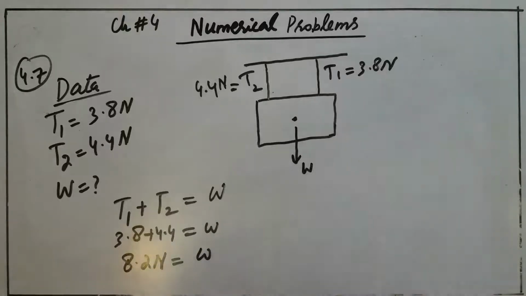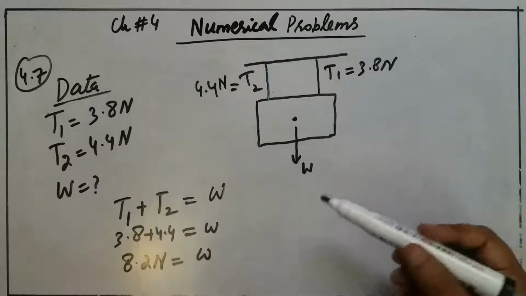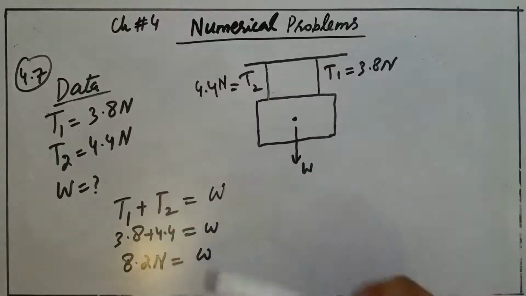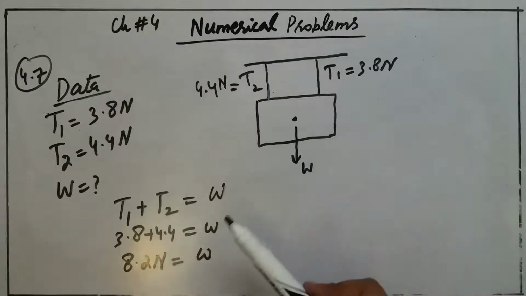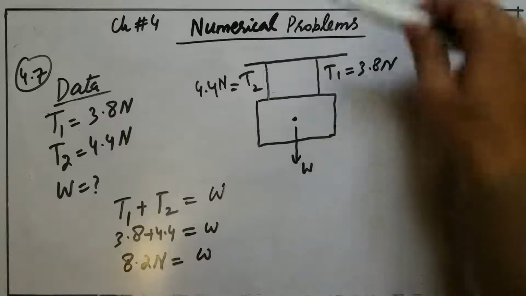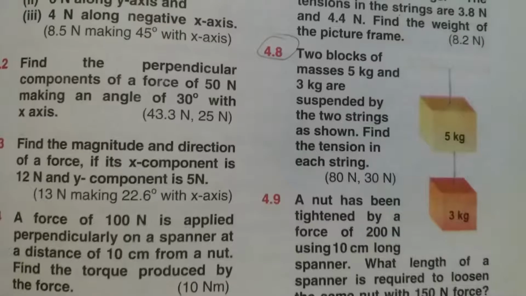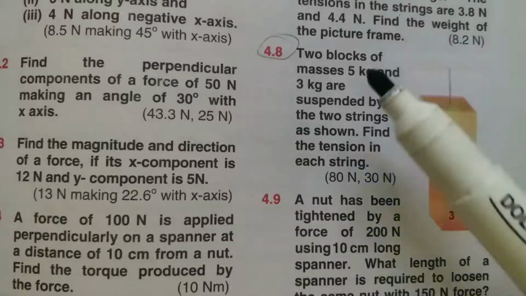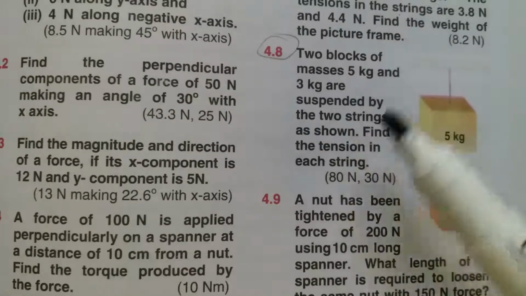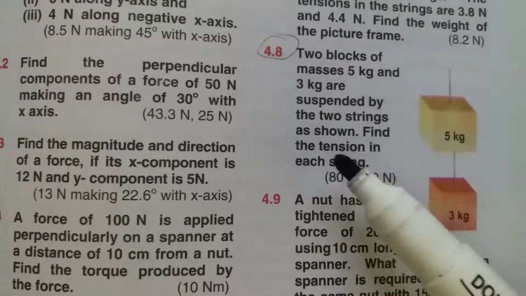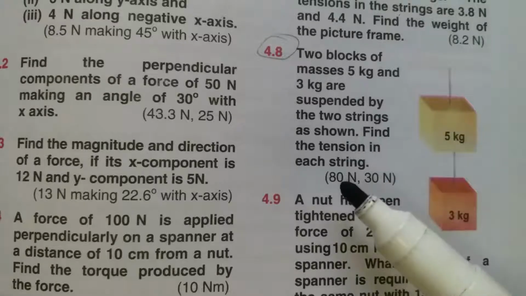So this is according to the first condition of equilibrium, where the sum of all the forces is going to be 0, and the forces on one side are going to equal the forces on the other side. Now for numerical number 8, look at the diagram. Two blocks of mass 5 kg and 3 kg are suspended with two strings as shown in the figure. Find out the tension in the strings.